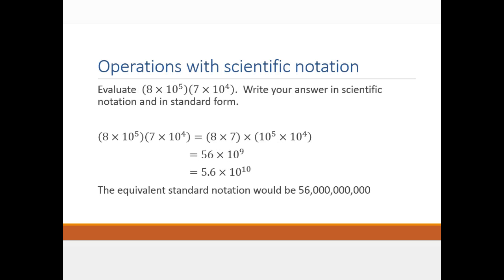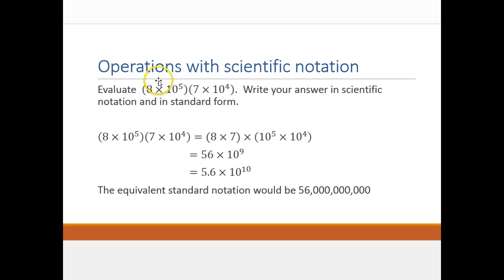So how can we use this to make our lives easier when we're doing operations? Well, when we do operations using scientific notation, I can multiply things actually very easily. 8 times 10 to the 5th times 7 times 10 to the 4th. Well, when I do this, what I want to do is treat my numbers out front separately than the powers of 10.